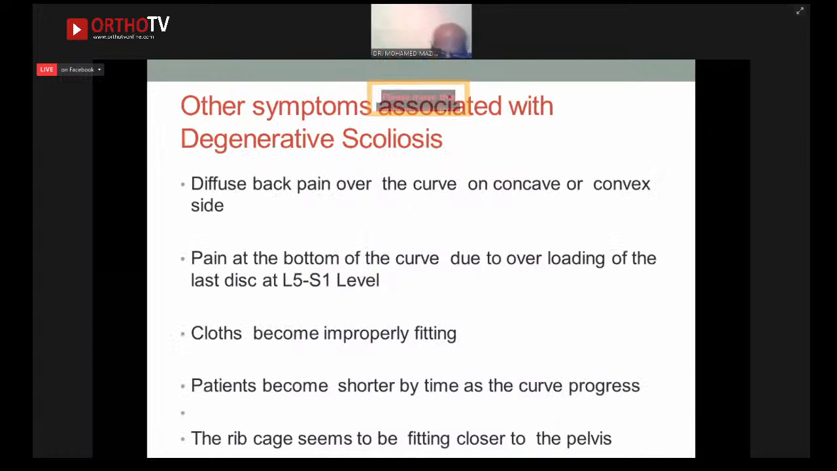What are the other symptoms? You will find diffuse back pain over the curve, pain at the bottom of the loaded disc, clothes become improperly fitting, the patient becomes shorter with time as the curve progresses, and the rib cage seems to be fitting closer to the pelvis.